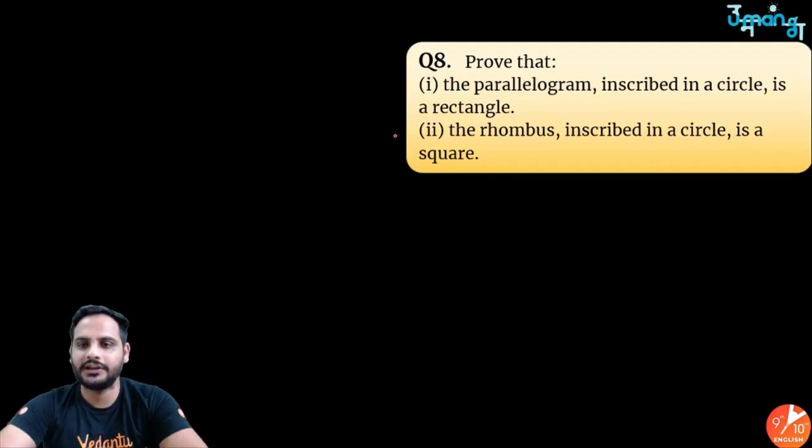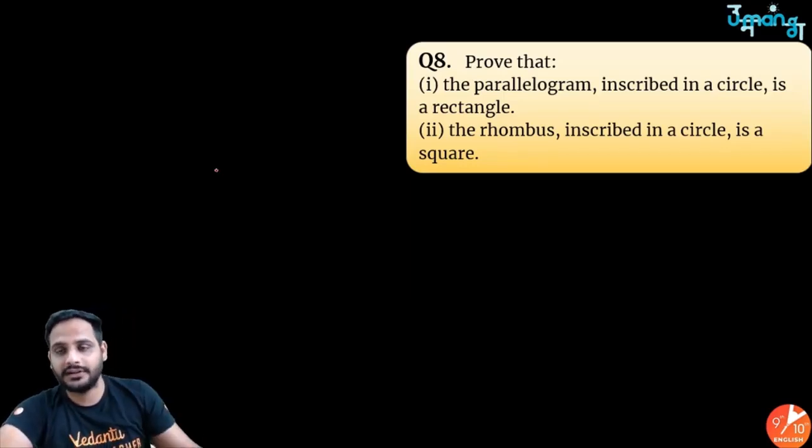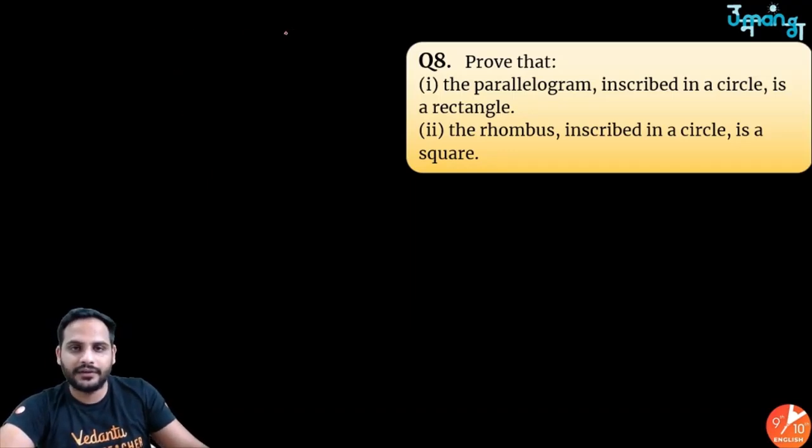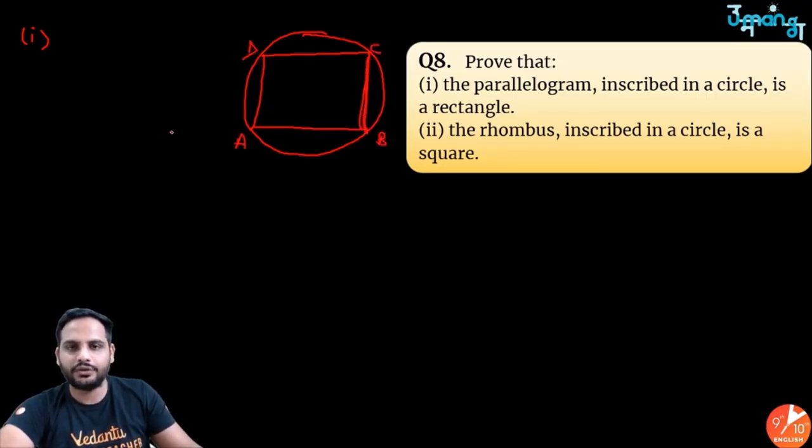Next question. Prove that the parallelogram inscribed in a circle is a rectangle. Both the proofs are very similar. Suppose I have a circle in which I have this parallelogram. Let us say ABCD. ABCD is a parallelogram. Since ABCD is a parallelogram as well as inscribed in a circle, it is a cyclic quadrilateral also.